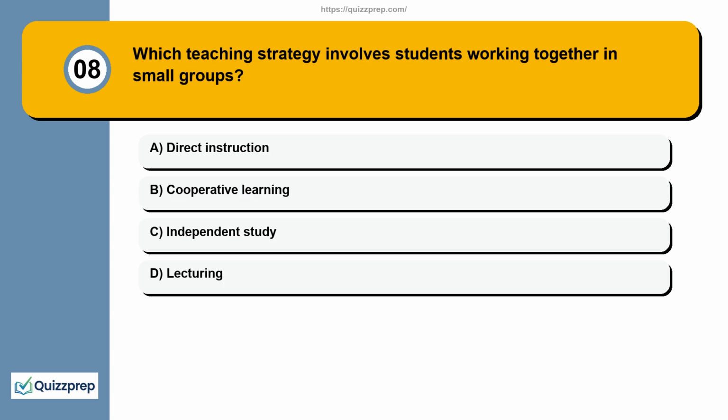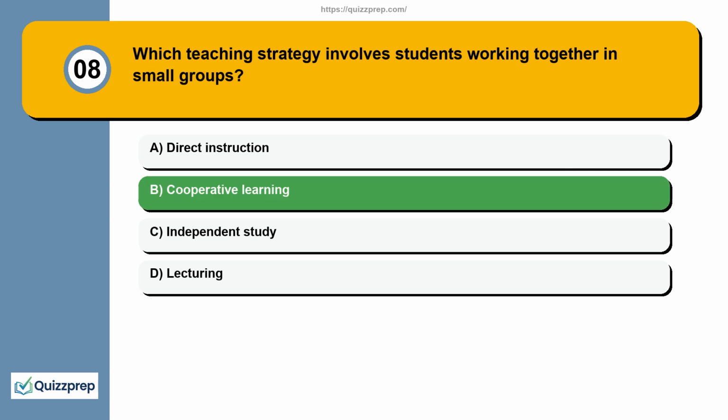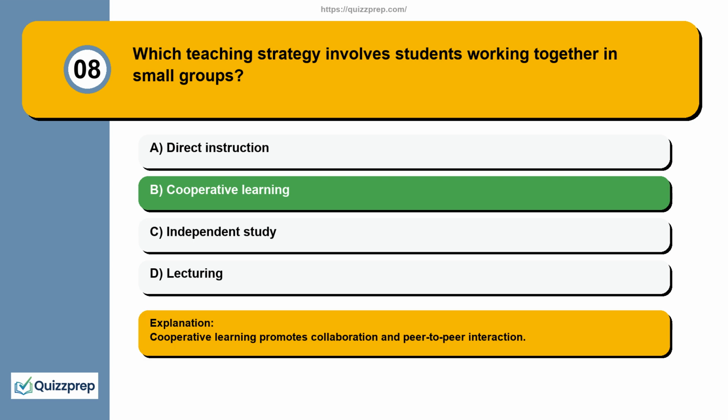Question 8. Which teaching strategy involves students working together in small groups? Here are your options. Option A, direct instruction. Option B, cooperative learning. Option C, independent study. Option D, lecturing. The correct answer is option B, cooperative learning. Explanation. Cooperative learning promotes collaboration and peer-to-peer interaction.